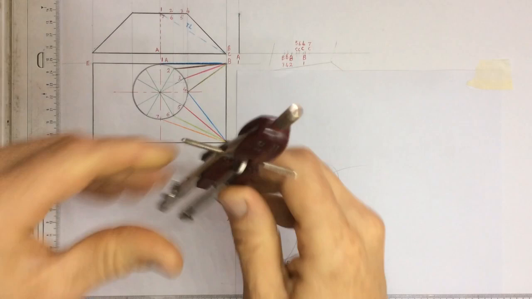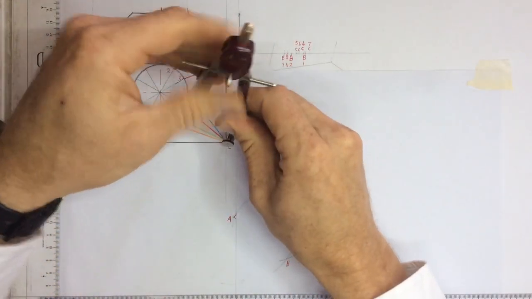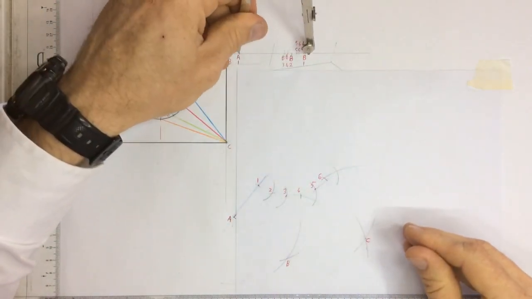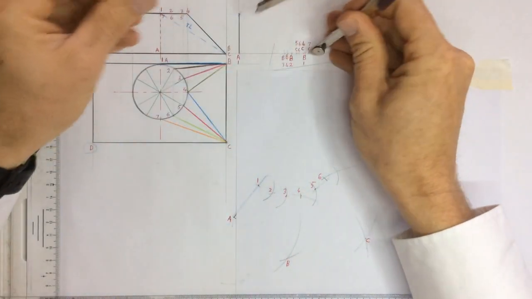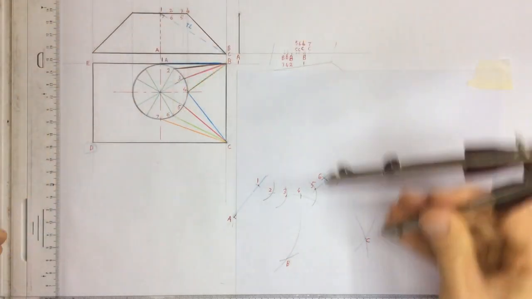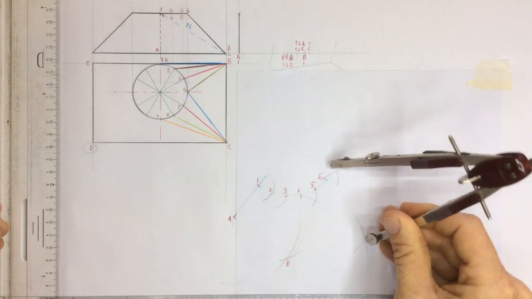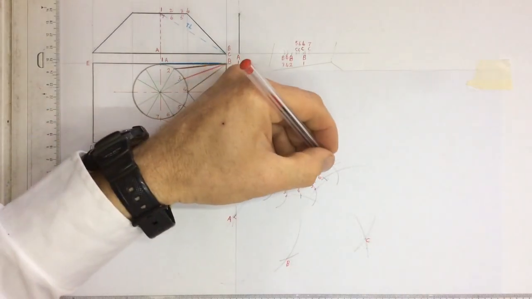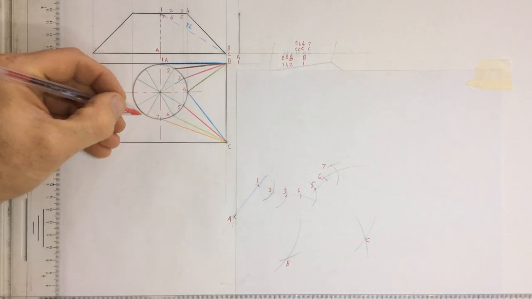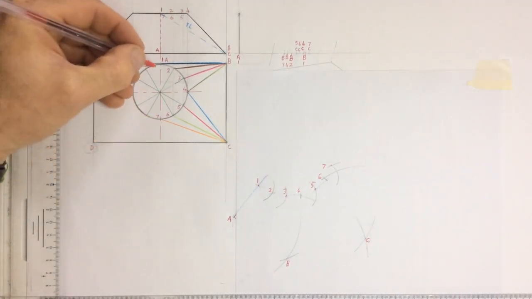I need to find the true length distance between C and 7. Go to the true length graph, mark it off, C7, go to the top of the graph over here, and arc off there. What have I got there? I've got 0.7.